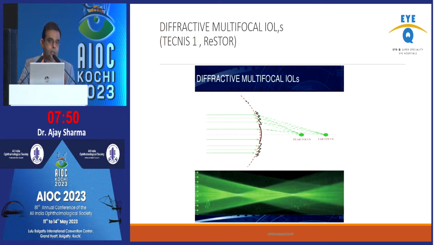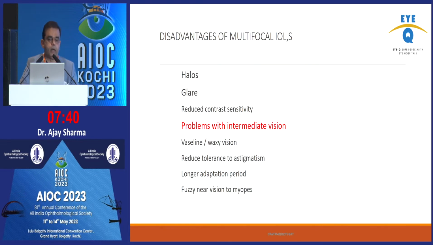Now here the diffractive multifocal has been chosen. You see there are two different focal spots here, for near and distant vision. But these have some disadvantages: they create halos and glare and reduce contrast sensitivity, and most important, what we have talked about, the problem with intermediate vision. It also reduces the tolerance to astigmatism, because, rightly said, we have to use a toric lens whenever there is a bit of astigmatism.